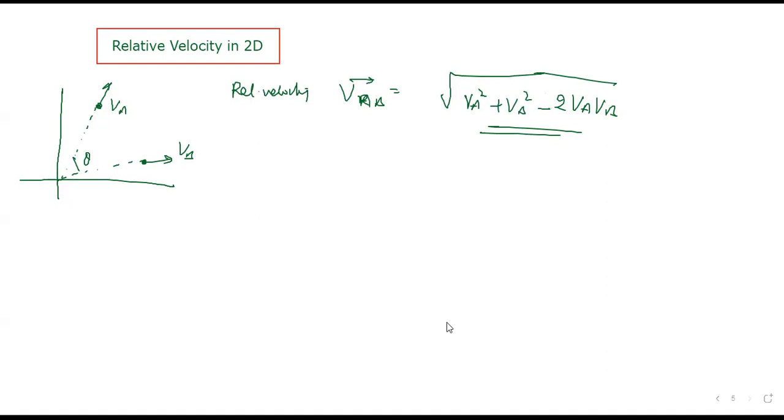Now let's see some sample problems. Two problems are very popular. One is called the rain and man problem, and one is called the boat and river problem. So the first type of problem we see: let's write here, rain and man problem.